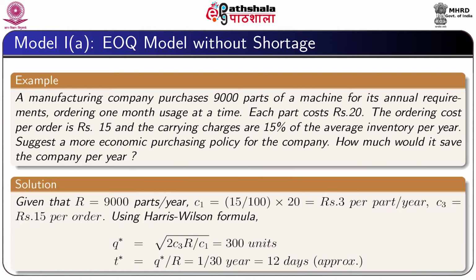That means, if the company uses the normal way, that is ordering every month, and if the company uses the economic order quantity policy, then what will be the difference that we want to see here. Given that R equal to 9,000 parts per year, C1 is equal to 15 by 100 into 20, that is ₹3 per part per year, and C3 is equal to ₹15 per order. Using this data we can find q star equal to root over 2 C3 R by C1, which is equal to 300 units, and T star equal to q star by R, which is equal to 1 by 30 year, that is approximately 12 days.